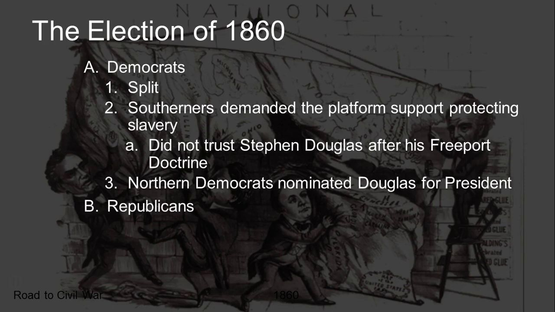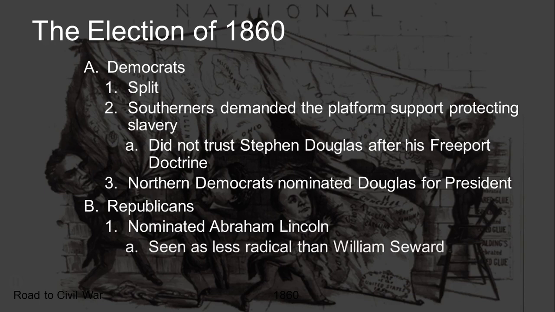The Republicans, they nominated Abraham Lincoln, of course. We know Lincoln. He was nominated because even though he's an abolitionist, he is seen as a less radical abolitionist than William Seward, who had kind of been the presumed Republican nominee. Everyone kind of thought he was going to get the nomination, but he had made enough political enemies that he wasn't acceptable to some Republicans. Abraham Lincoln was kind of seen as a compromise choice.